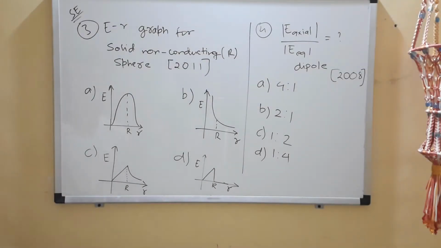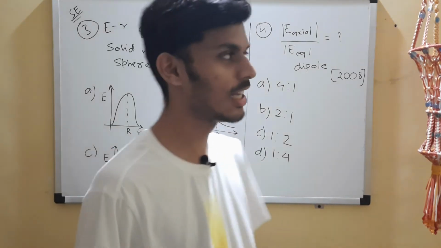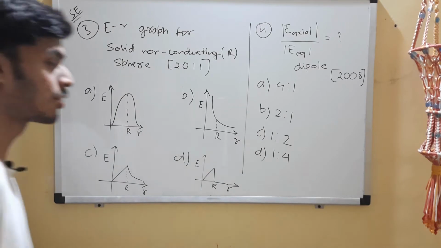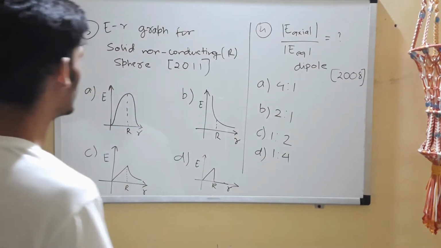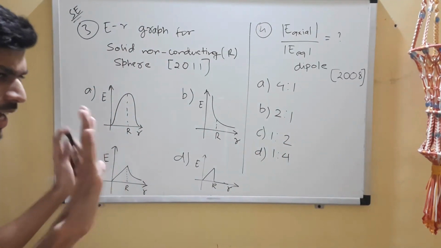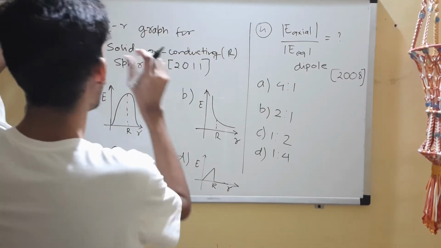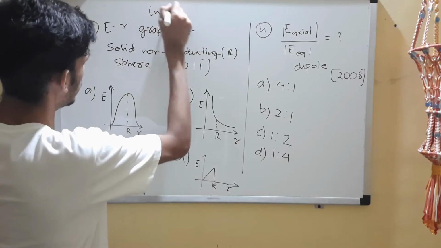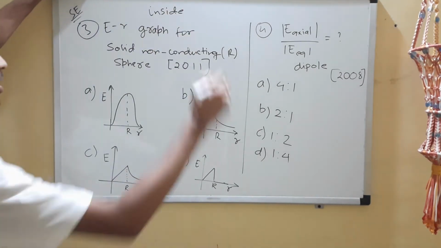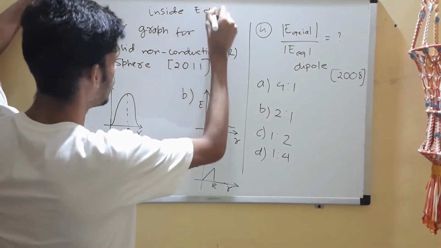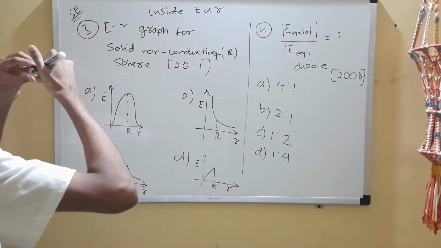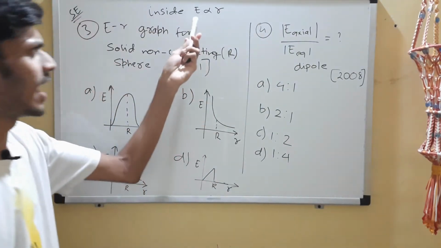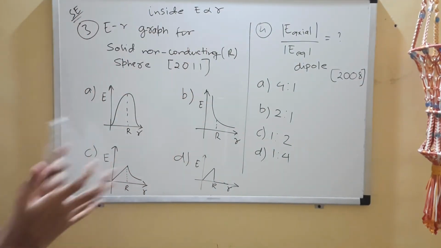So question 3 and 4 over here. In question 3 from 2011, you are asked for the correct plot of E versus R graph for a solid non-conducting sphere of radius R. Quite a simple one again, because we know that inside a solid non-conducting sphere, the field is directly proportional to R. Or you can say that for distances smaller than the radius, inside the sphere, there is a direct relationship between the field and the distance.